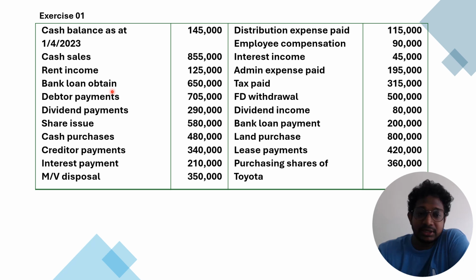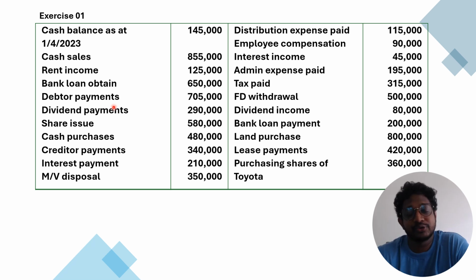And bank loan obtained. You are obtaining a bank loan to finance your company. So this should be placed under financing activities as cash inflow. Debtor receipts. Any cash inflows and outflows that relate to your trading activity, your main principal activity, you have to record in operating activities. So debtor receipts, creditor payments, cash sales, cash purchases, all those things are related to your main trading activity. So those things you have to record in operating activities. Sorry, that's my bad. Debtor receipts you have to record in operating activities as cash inflows.